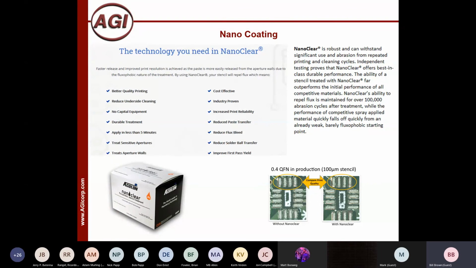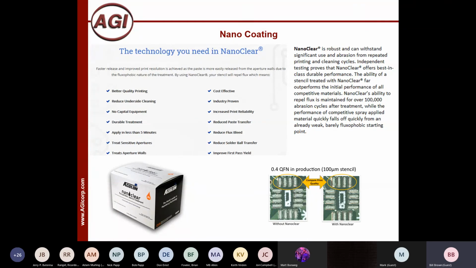At AGI, we currently offer the Nano Clear from Aculon. It's a very good coating. It can be applied in 3 ways: wipe on, spray, or an aerosolized version of it. It's something that we can apply, and we can even sell customers the package to apply themselves.